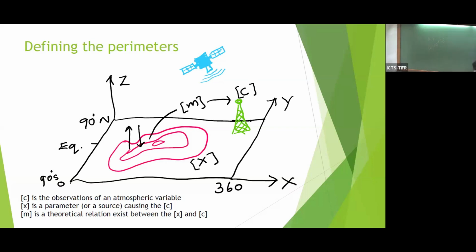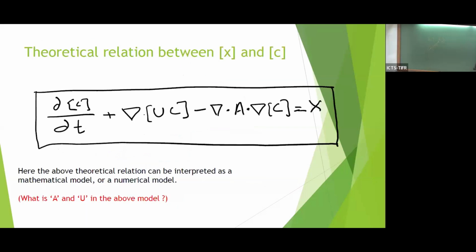So we are setting the background so that we can understand how data assimilation works. Here C is the observation of an atmospheric variable, and X is a parameter or a source causing C, and M is a theoretical relation between these two. X to C must be related. I will ask you what theoretical relation that is in a while. So this is our context. Now, what is the theoretical relation between X and C? Atmospheric science people probably know this.